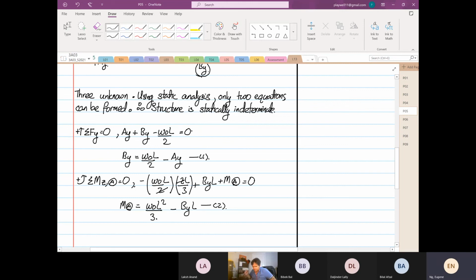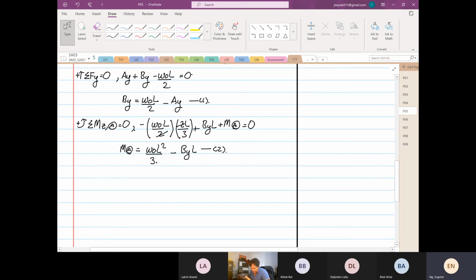Right? So from equation 1 and 2, we know that we can solve it. Okay, we have two equations, 3 unknowns. So what we are going to do now is form the moment equation. Remember this whole thing over here, we can start anywhere.